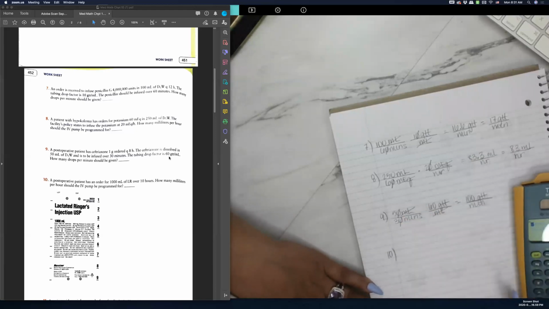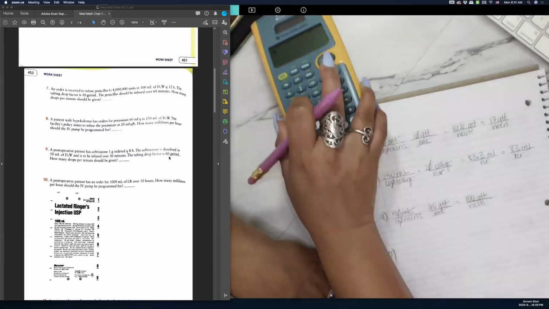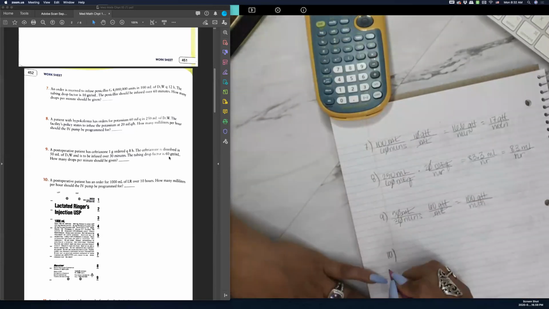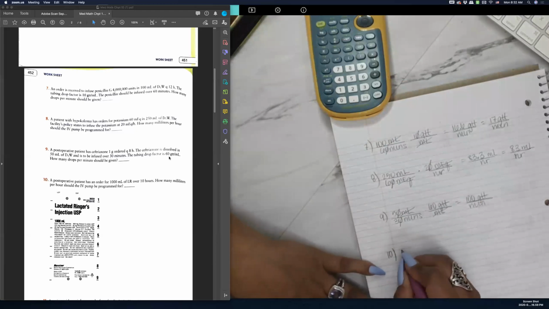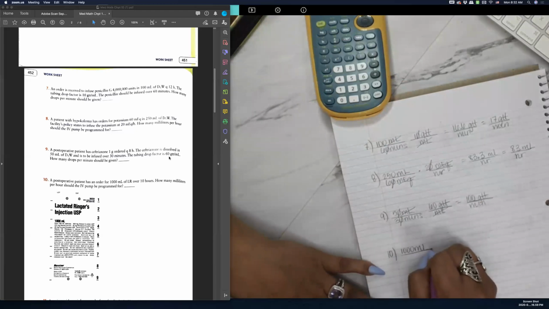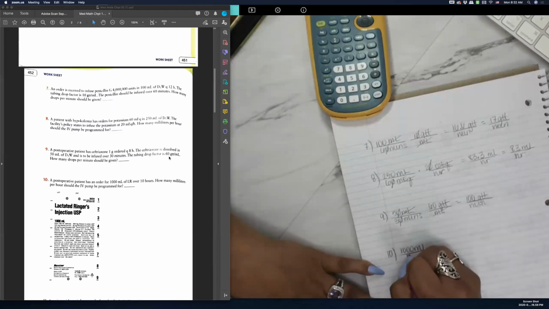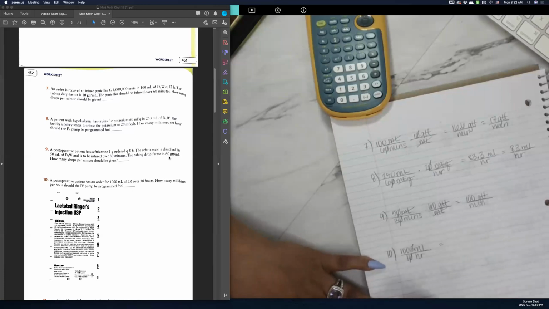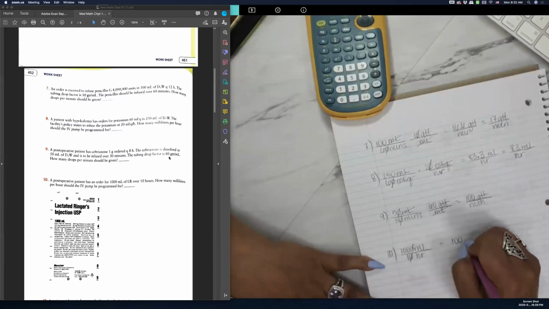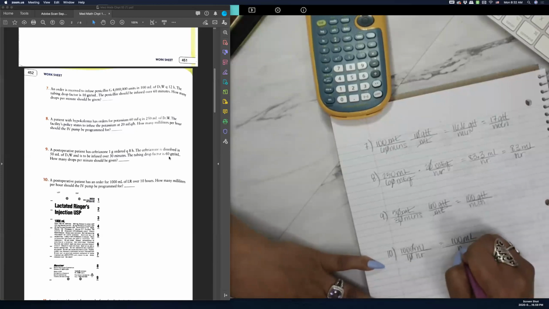Okay. Number 10, a post-operative patient has an order for 1,000 milliliters of LR over 10 hours. How many milliliters per hour? So again, 1,000 milliliters is our volume, and we're infusing that over 10 hours. So we cancel a trailing zero, and we're left with 100 milliliters per hour.